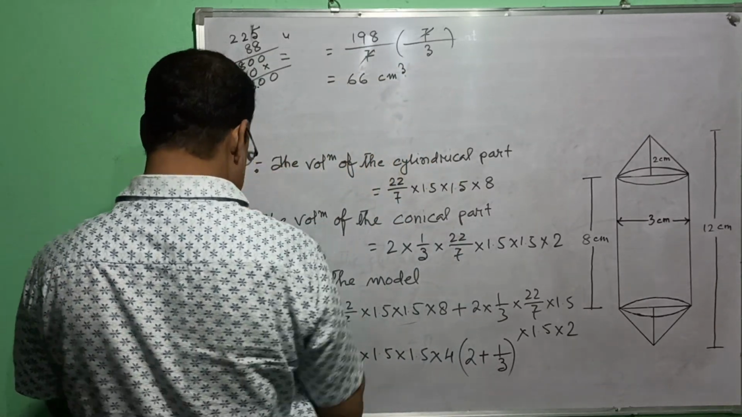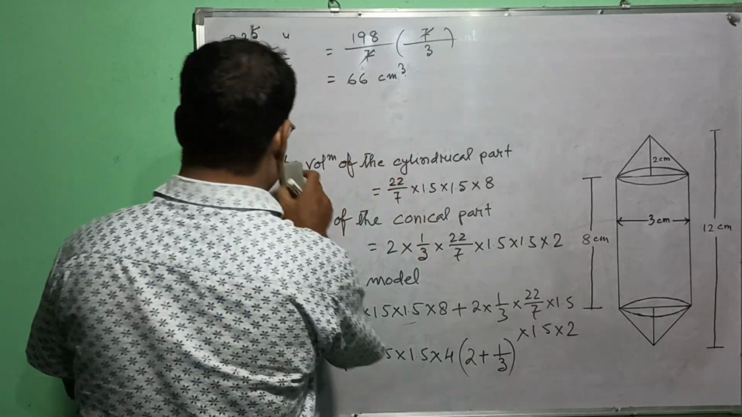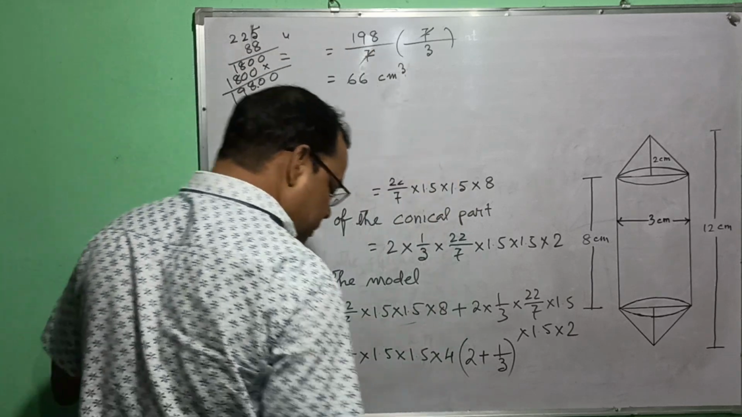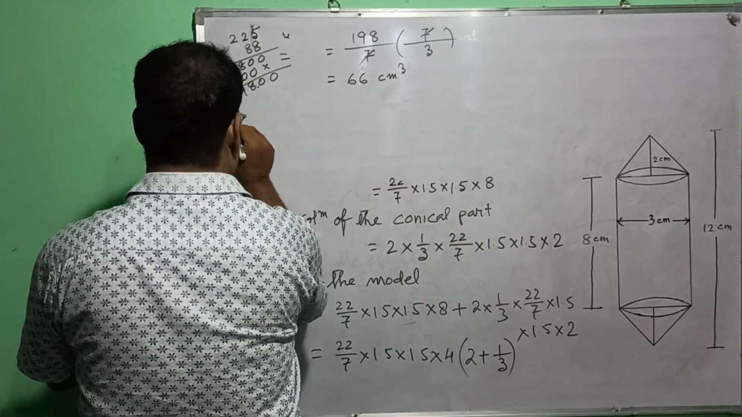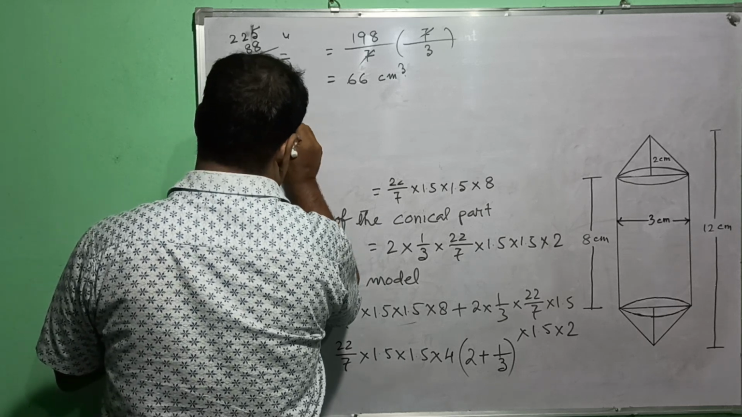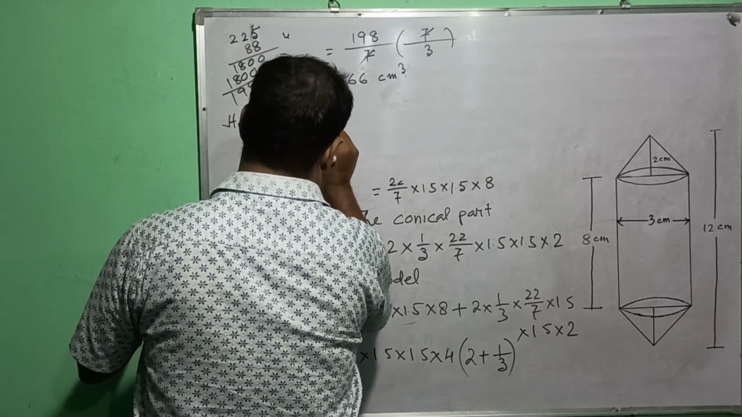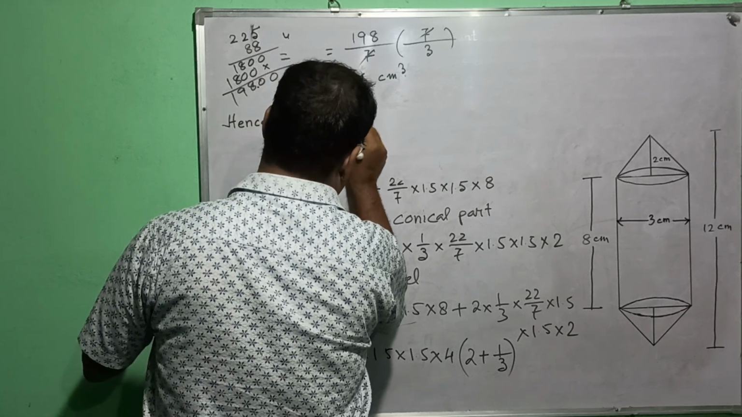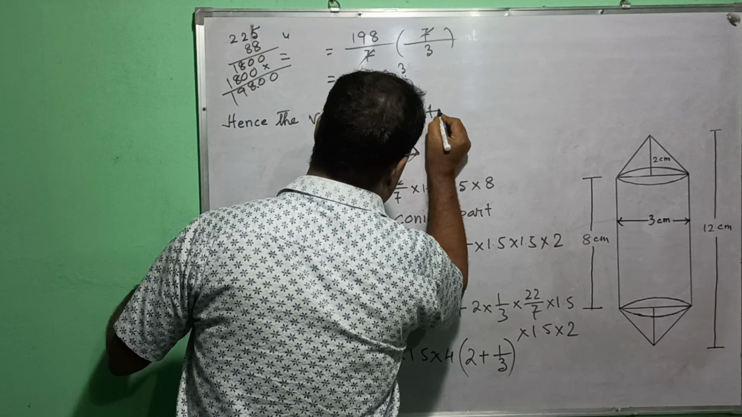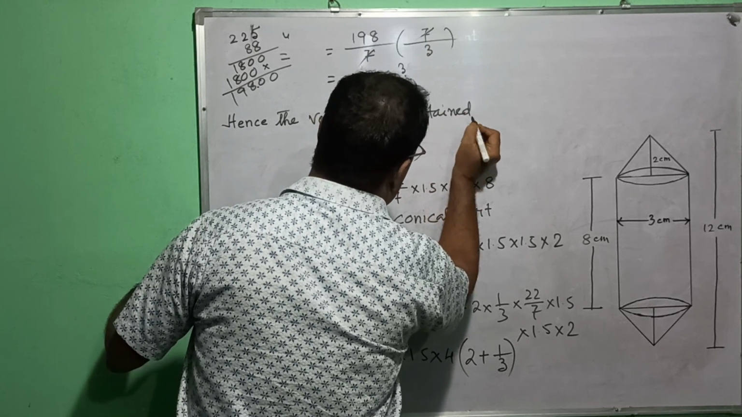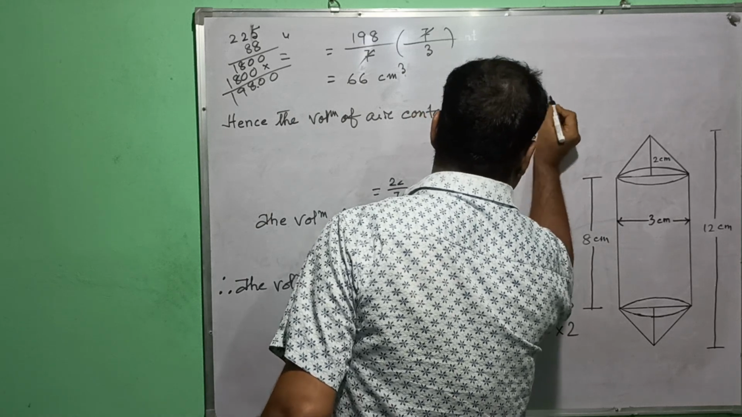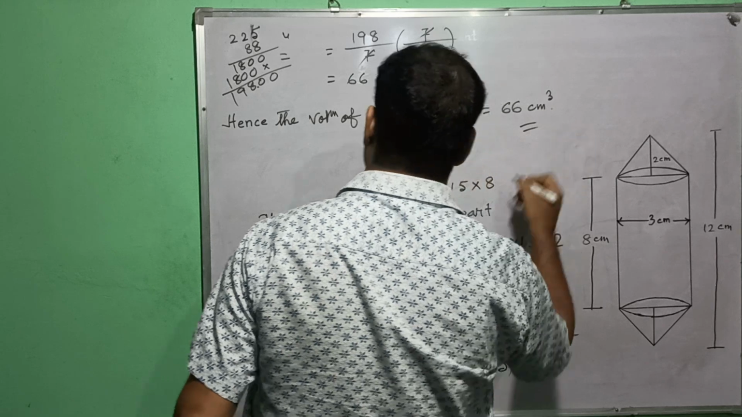So at last you will write the answer. You have to write the answer as the question is given the volume of the air contained, so we have to write hence, don't forget to write the answer, hence the volume of air contained equal to 66 cubic centimeter or centimeter cube. So this is the answer.